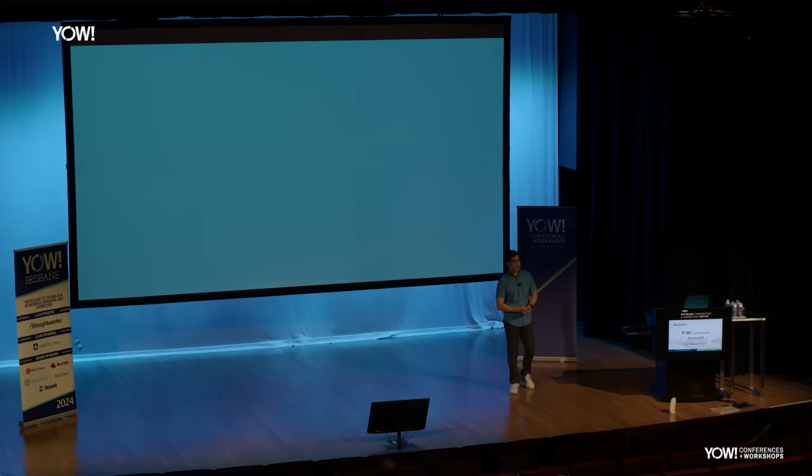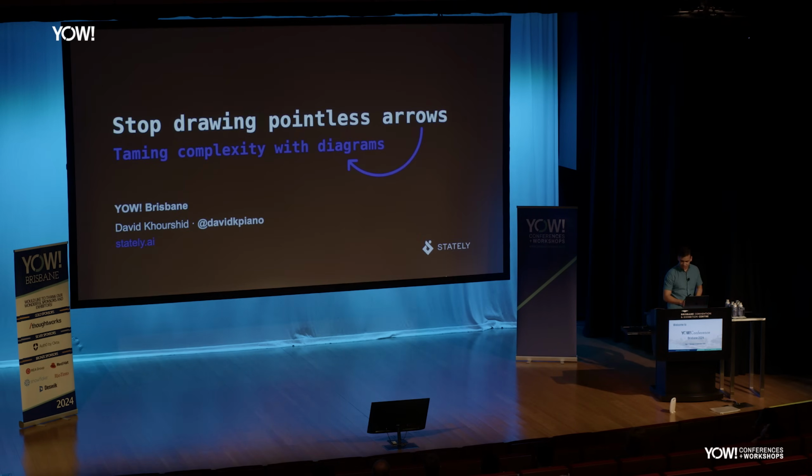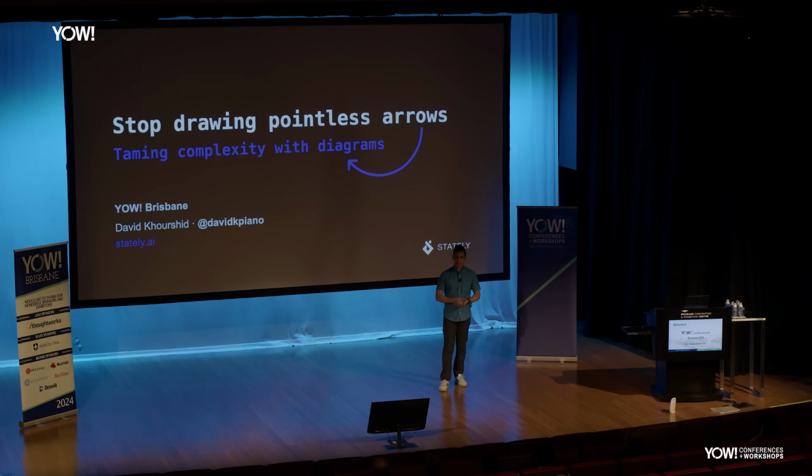Stop drawing pointless arrows. We're going to be taming complexity with diagrams, and waking up my laptop so it actually shows the right screen. So, my name is David Khourshid. I'm at David K Piano pretty much everywhere. Piano's not my last name. My last name is Khourshid, and like was mentioned, I am a piano performer. I studied piano in university. And let's see, what else about myself?